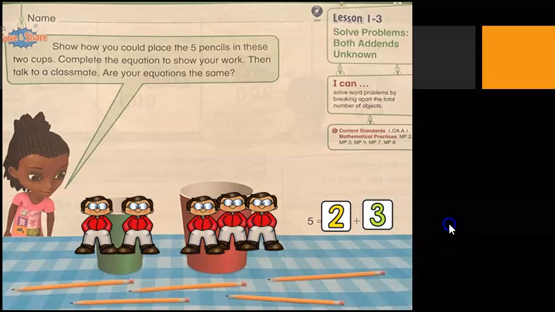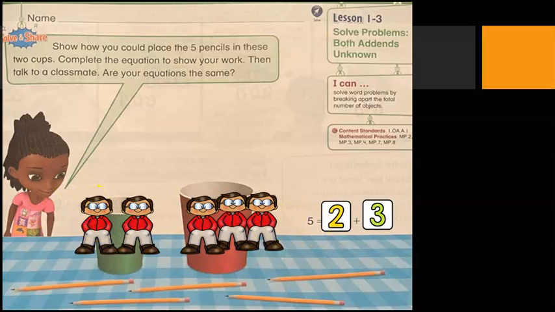You see that? Now, first graders, we have our addition equation completed. We said here, 5 equals 2 plus 3, which is correct. Look at that. This 2 represents these 2 boys at the green cup. This 3 represents the boys at the red cup. And when you add them all together, 1, 2, 3, 4, 5, that's our answer right there, 5, okay?